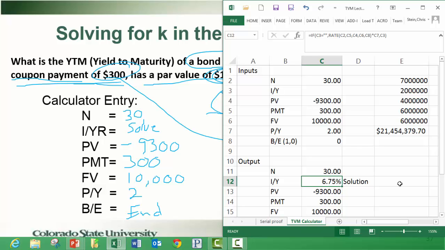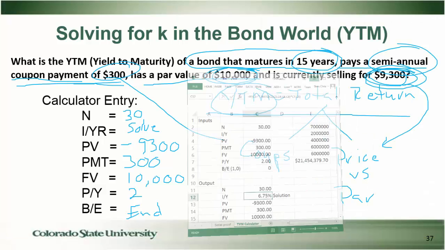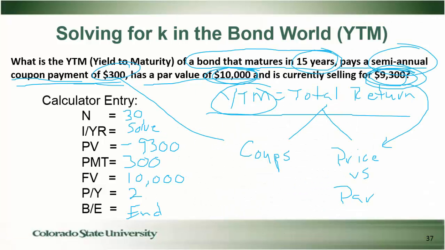6.75%. Now, it'd be nice to invest $9,300 and get $100,000, but that's not going to be the case in this one. That was my typo. So 6.75% is the answer. I'm going to make money from the coupon payments and money from only paying $9,300 and getting $10,000 at the end for a total annual compound rate of return of 6.75%, which in the bond world we call the yield to maturity. The total return if I hold the bond to maturity, which is at the end in 15 years.